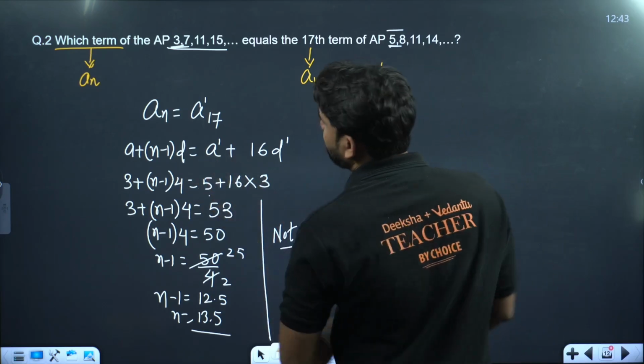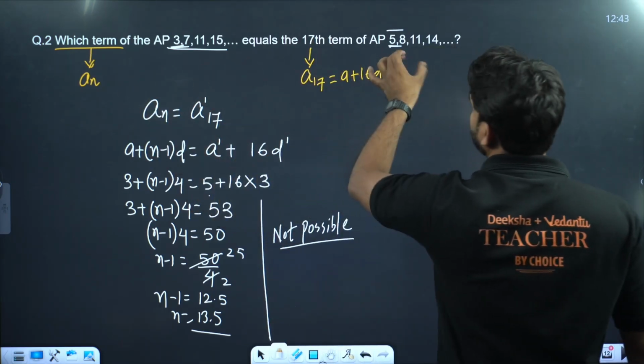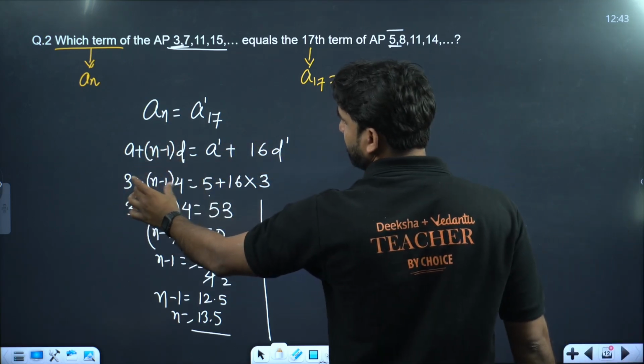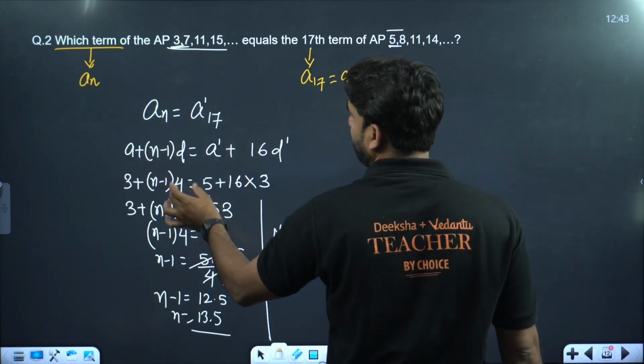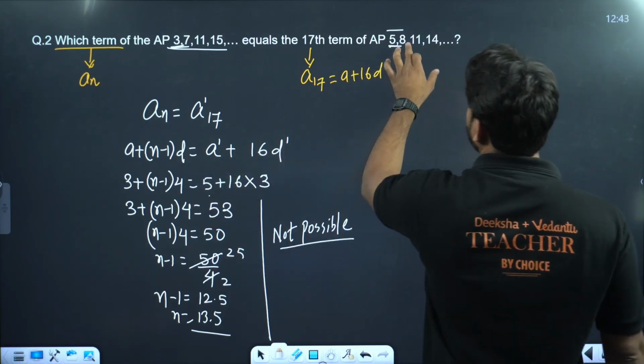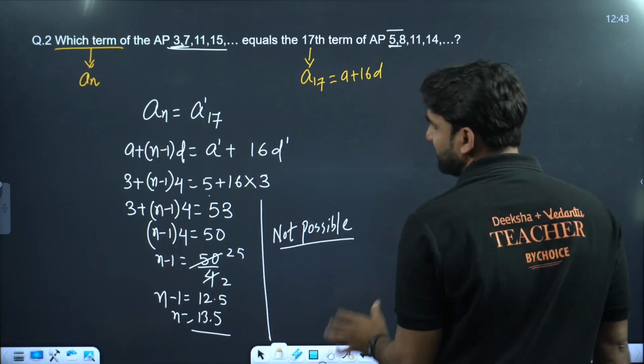Let's analyze once again. Nth term, which term of the AP? So this nth term is equal to 17th term. So we are writing A plus n minus 1 D, perfect. A is 3, D here is 7 minus 3, which will be 4. A dash, the first term of the second AP, is 5, and D dash is 8 minus 5, which is 3. For the 17th term we can write 16, perfect.